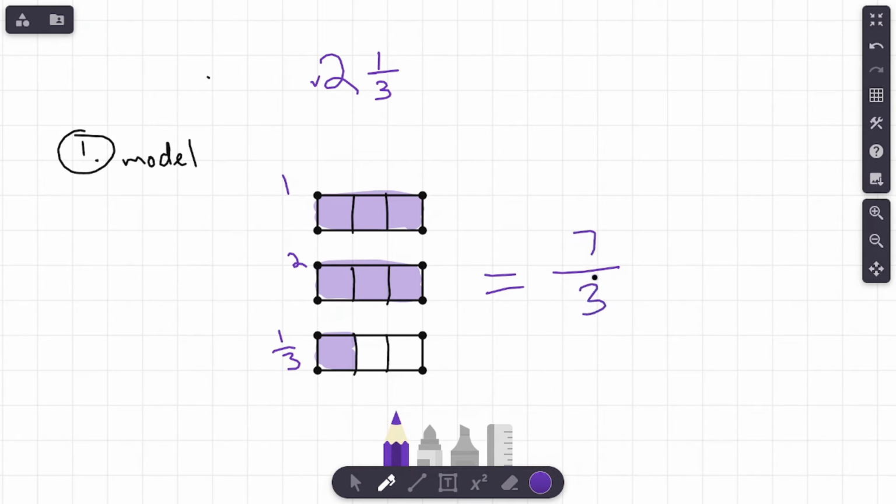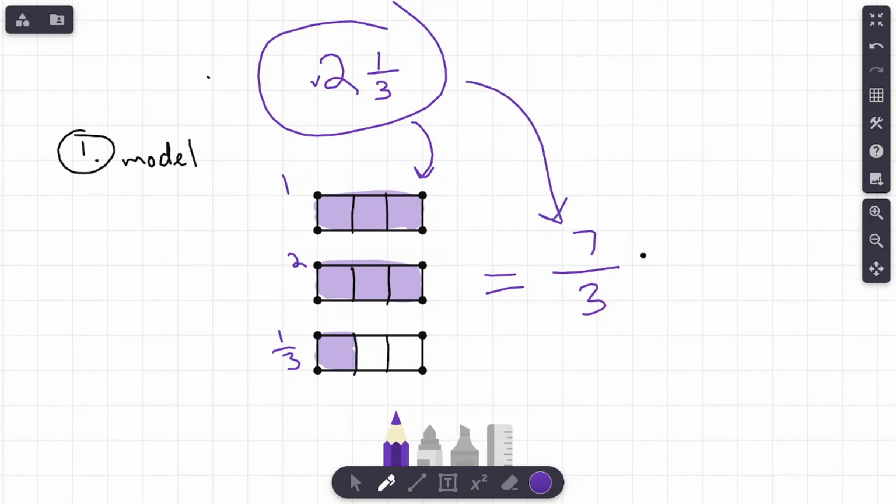This is what 7/3 looks like. This is just showing you a model. What we did was we took 2 1/3 and we drew a model for it. We took our thirds, and that told us how many equal size pieces. We have 2 wholes, so there's a whole and there's a whole. Here's our third down here in this model. Count up all of the shaded in parts that we have, and that gave us 7/3. Okay, 2 1/3 is equal to 7/3.